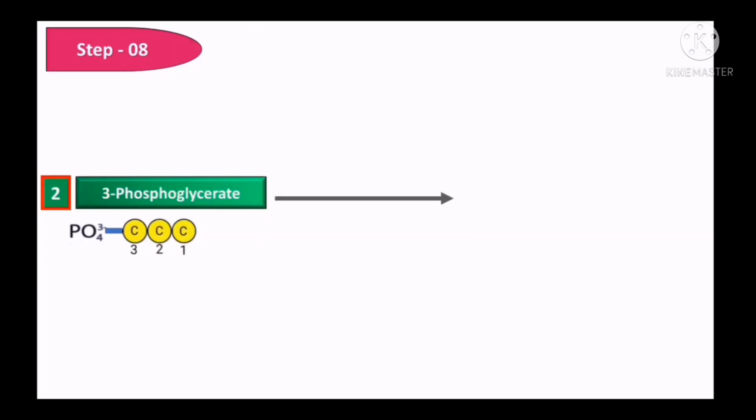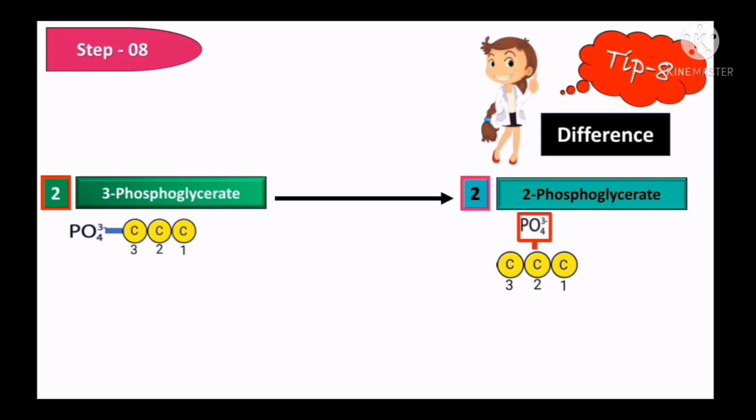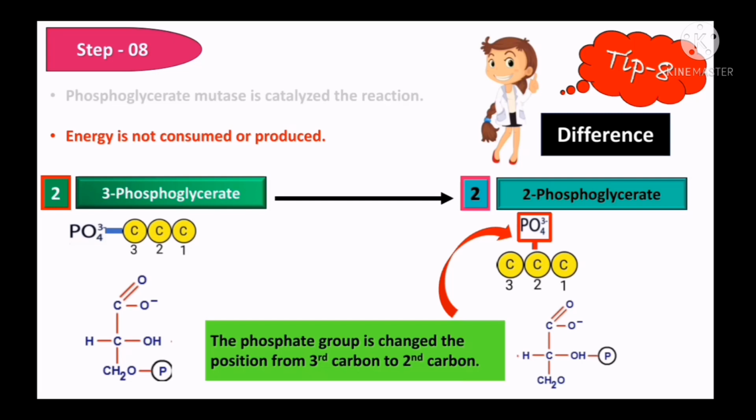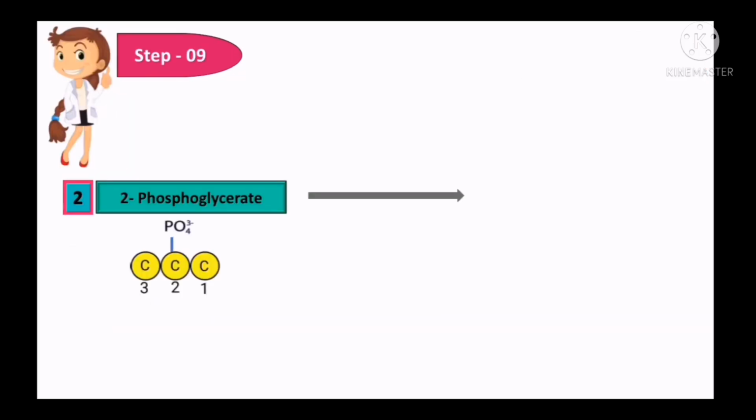During the 8th step, 3-phosphoglycerate molecules are converted into 2 molecules of 2-phosphoglycerate. The only difference between these 2 molecules is the position of the phosphate group. During this conversion, the phosphate group changes position from the 3rd carbon atom to the 2nd carbon atom. So energy is not produced or consumed. This reaction is catalyzed by the phosphoglycerate mutase enzyme, and this reaction is also irreversible. Let's move on to the 9th step.